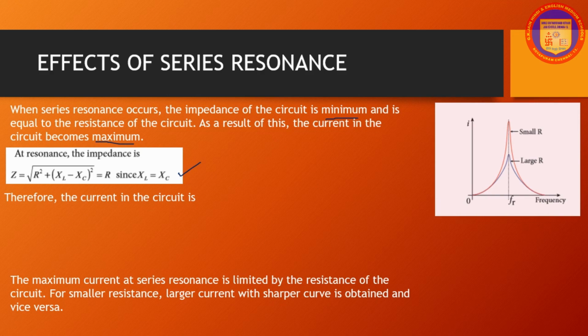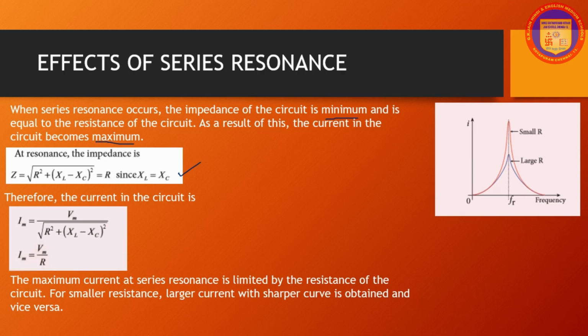Therefore, the current in the circuit is Im is equal to Vm divided by square root of R square plus XL minus XC the whole square. Substituting the same value, we'll get Im is equal to Vm divided by R. The maximum current at series resonance is limited by the resistance of the circuit. For smaller resistance, large current with sharper curve is obtained and vice versa.